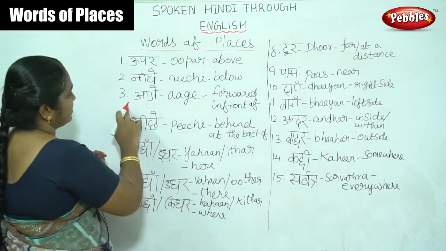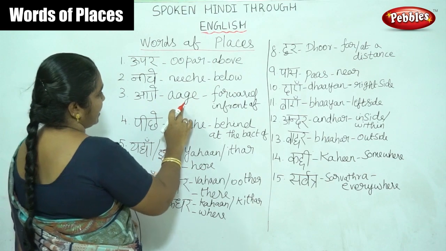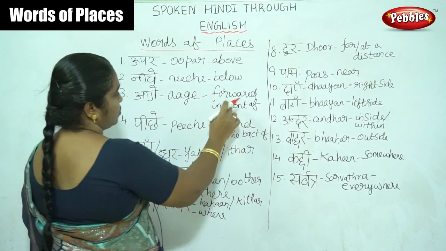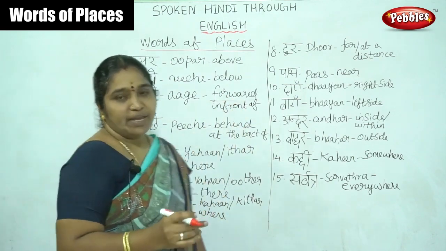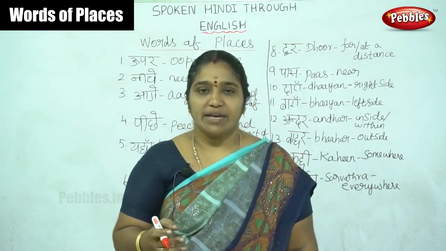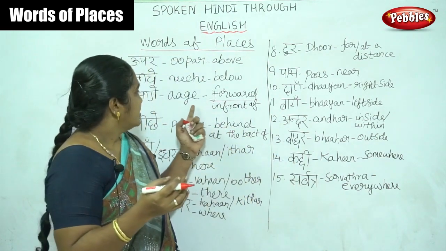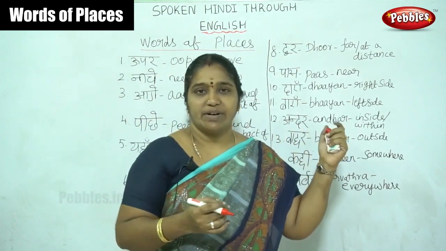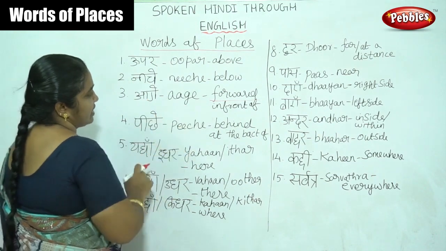Then the third one is आगे. The pronunciation is आगे, the meaning is forward or in front of. Two meanings for this, forward and in front of. मेरे आगे बच्चा चल रहा है means the child is walking in front of me.